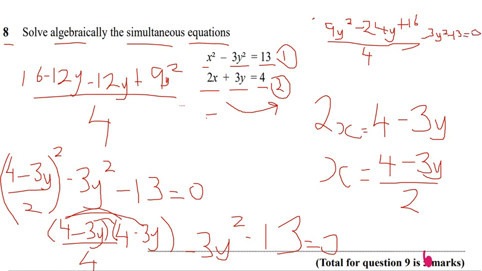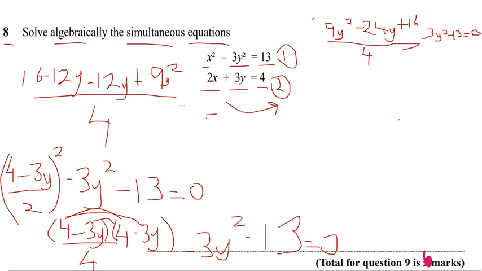So I'm going to times everything here by 4. Let's delete these bits so I can come back to it. When I do this, guys, I'm going to have 9y squared minus 24y plus 16 minus 12y squared, and then minus 4 times minus 13 is minus 52. That's equal to 0. I've now got a quadratic here, which I can rearrange.